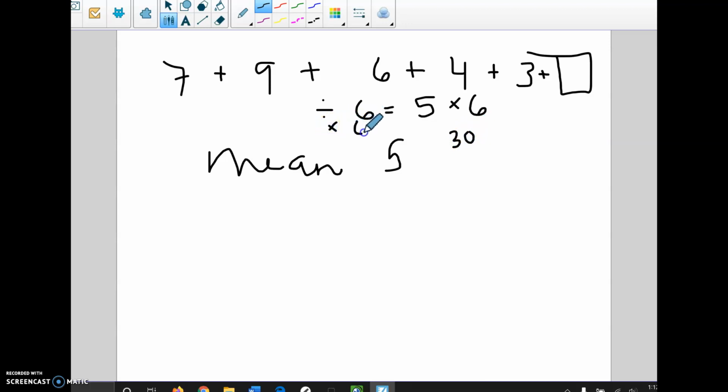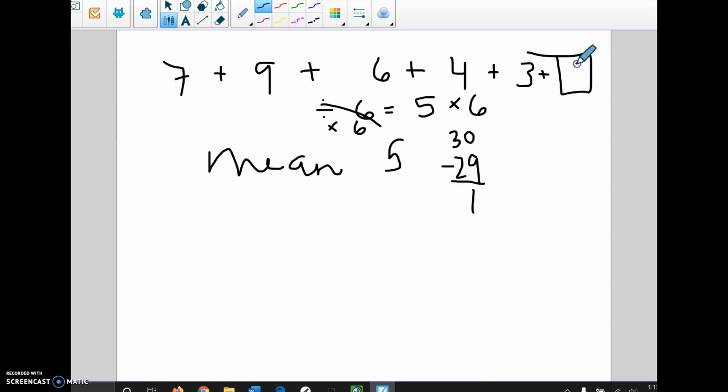Okay, I've undone some of it. I've multiplied by 6. Now, instead of adding all of these numbers, I want to subtract them. I'm going to add them up first and then subtract them. So 7 plus 9 is 16, plus 6 is 22, plus 4 is 26, plus 3 is 29. So I'm going to subtract 29. So what would be left for that mystery number is 1.